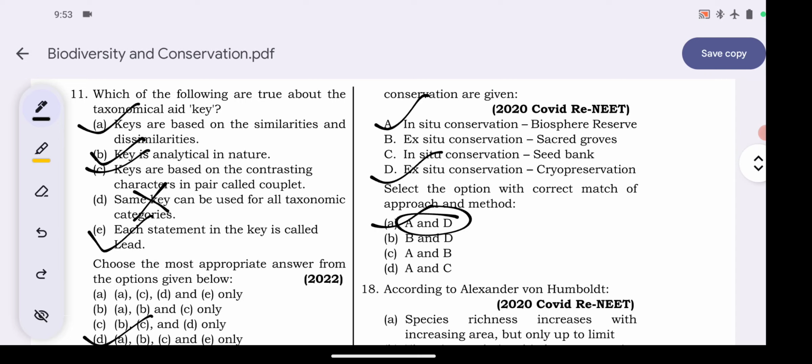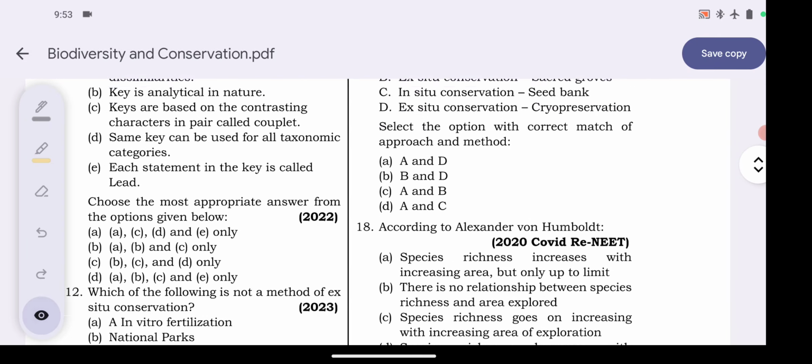Explanation. Ex situ conservation is the preservation of biological diversity components outside of their natural habitat. It is accomplished through the preservation of genetic resources as well as wild and cultivated species. Cryopreservation, gene bank, zoological park, botanical garden and wildlife safari park are just a few examples. Conservation of species in their natural habitat is known as in situ conservation. It is the most effective means of preserving biodiversity. Sacred groves, biosphere reserve, national parks and sanctuaries are some examples. So option A is your answer.